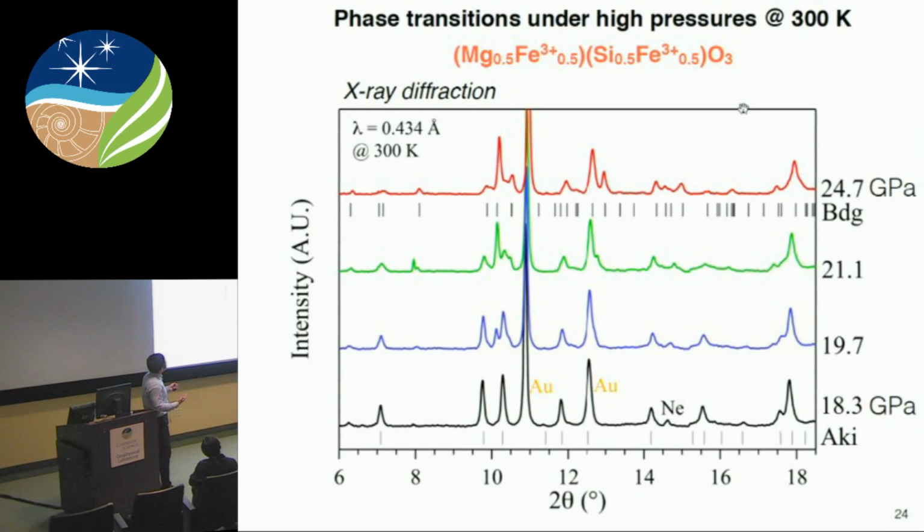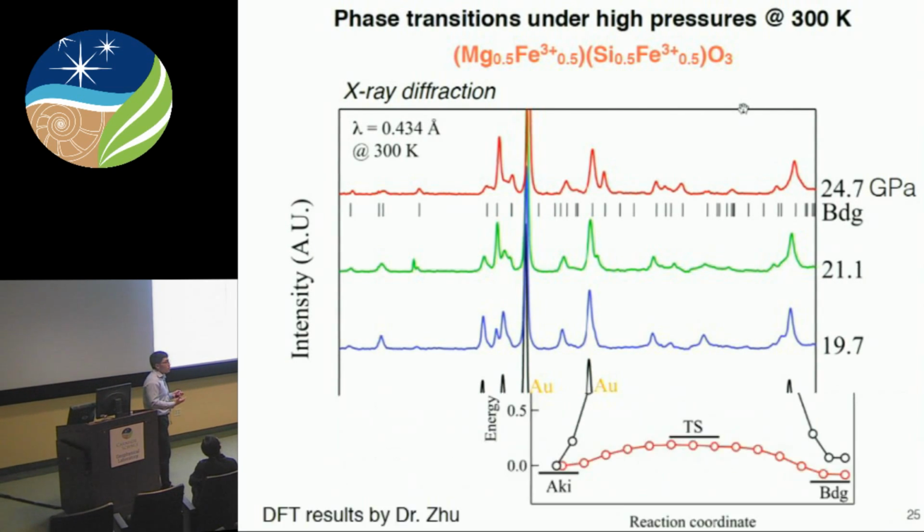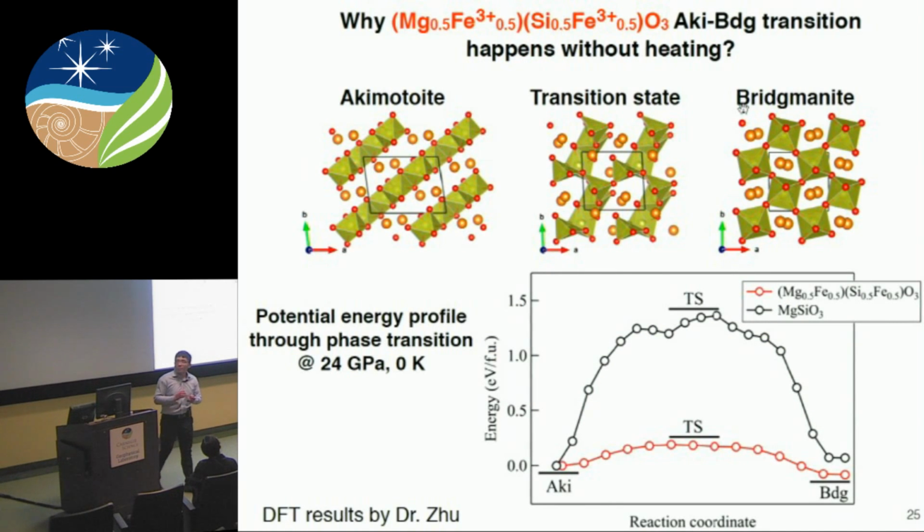So for people who synthesize bridgmanite, we know we always need some kind of heating, either resistive heating or laser heating, to overcome the kinetic barrier to facilitate the phase transition. But this is the first time we are seeing for silicon and magnesium bearing perovskite, no heating is needed to synthesize pure bridgmanite. So in order to understand the physics behind, we collaborate with people who do first principle calculations.